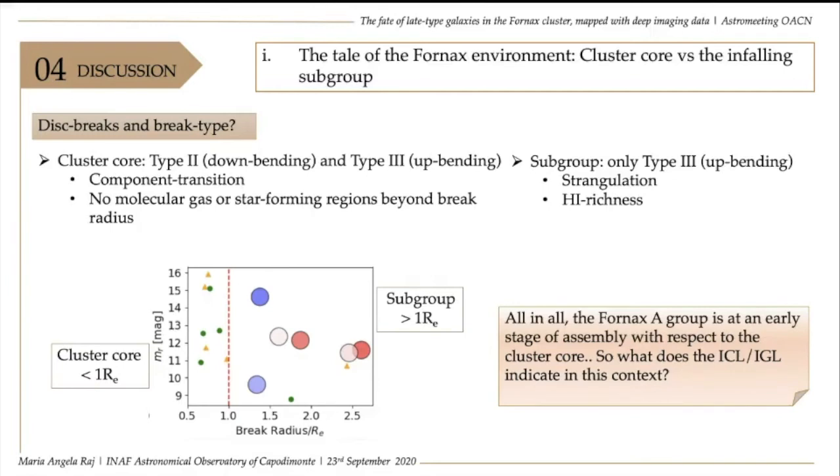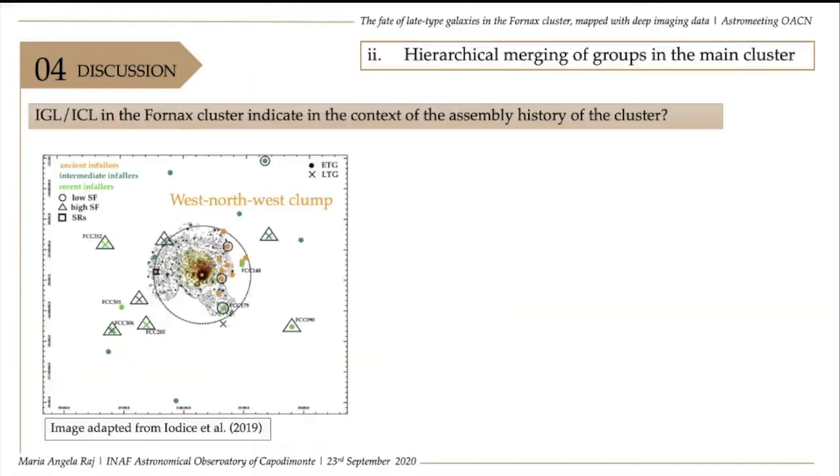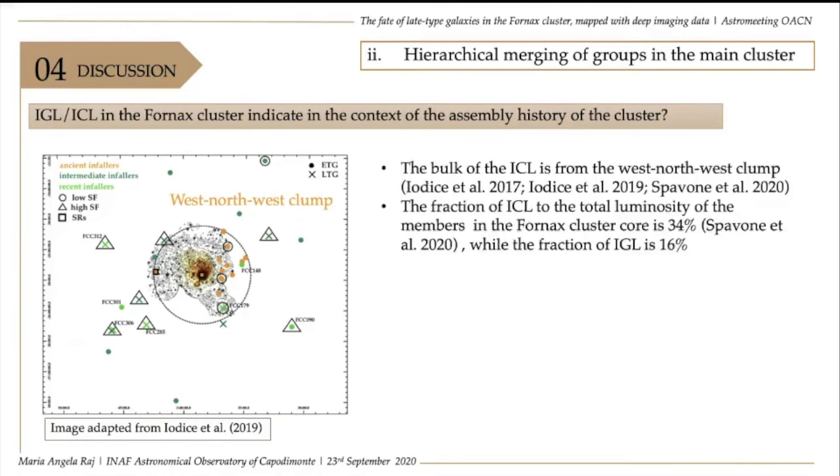So what does the ICL or IGL have to indicate in this context? Here we have the same diagram from before, and the orange dots here are the west-northwest clump. The bulk of the ICL is from this region here. This is a group of galaxies which assembled during the cluster collapse. The fraction of the ICL in the cluster is 34%, and we find the IGL in the group to be 16%.